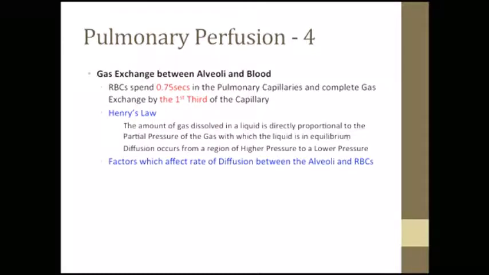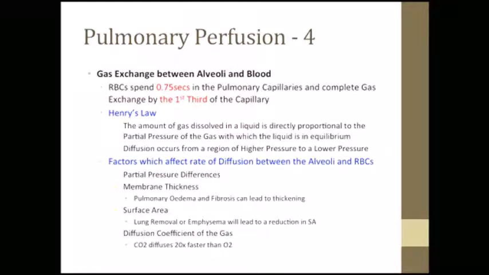So these are the factors which affect the rate of diffusion, and this is really high school science, so I won't be going through it. You might want to know that membrane thickness can be increased by pulmonary edema and fibrosis, and thickening therefore causes slower diffusion. And this is important when you come to the understanding of TLCO and DLCO.